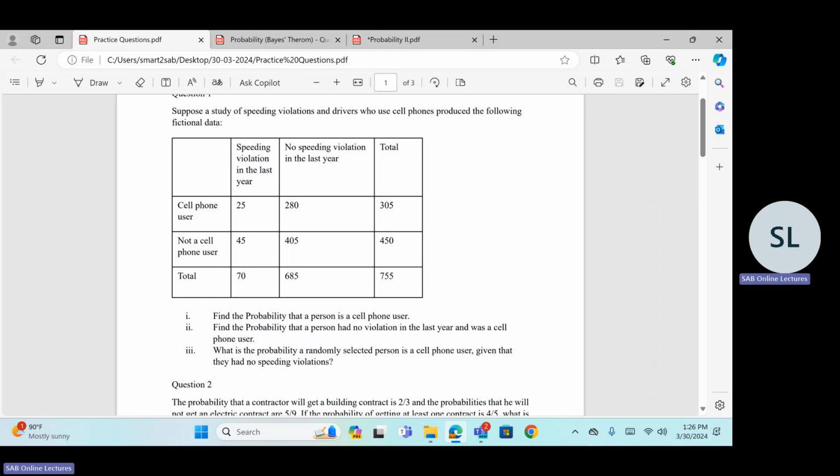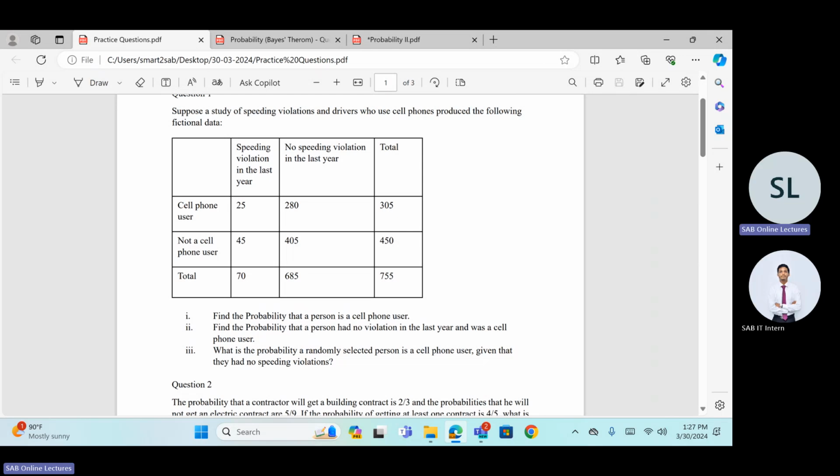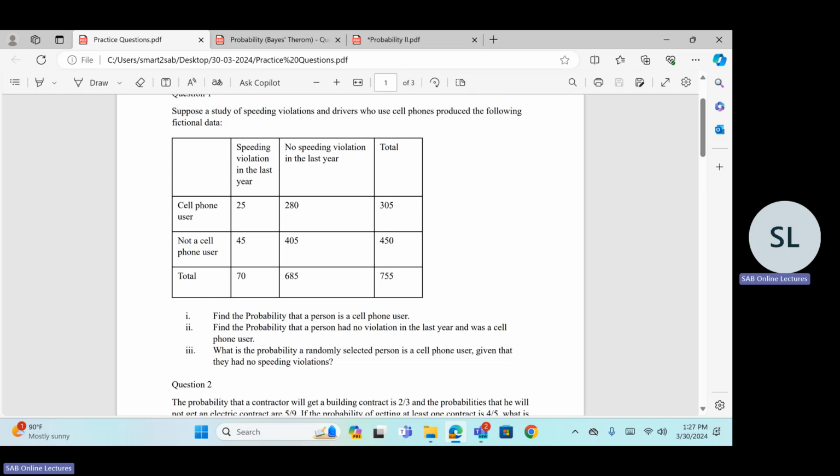Then how to write this kind of question through this contingency table? First, you move into the first event: they had no speeding violation. How many of them are no speeding violation? 685. Then we need to get the probability value of the cell phone user. How many of them are cell phone users? 280. What is the answer? 280 over 685. Understood? It's clear?